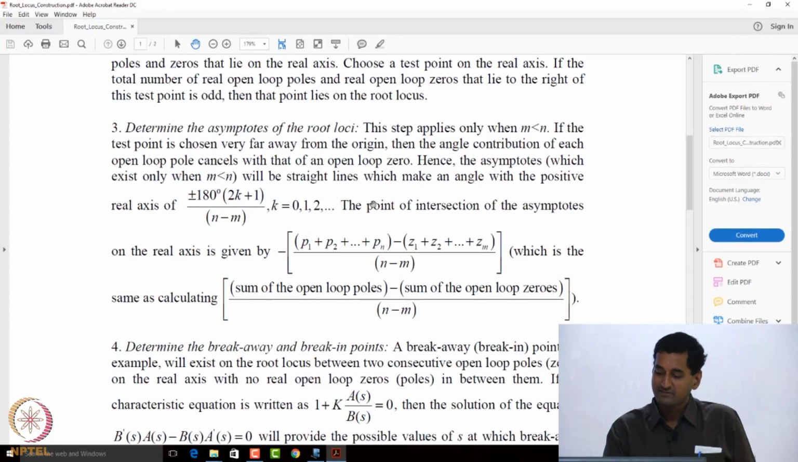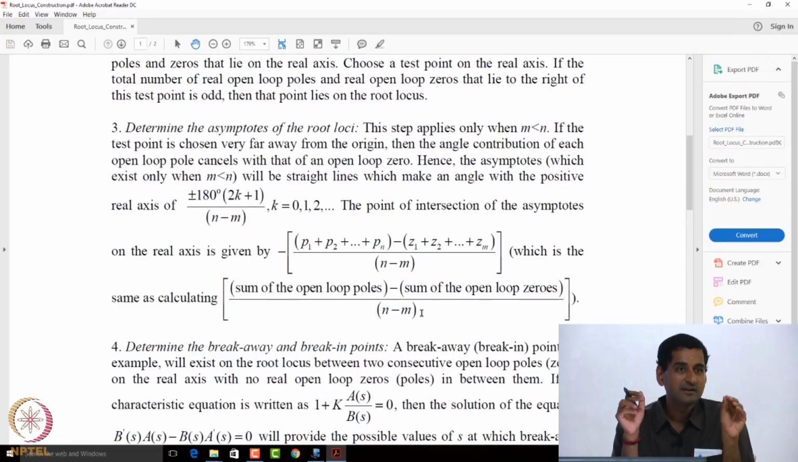So that's what we have. And the point of intersection of the asymptotes on the real axis is given by this formula, which is the same as calculating the sum of the open loop poles minus the sum of the open loop zeros divided by n minus m. Okay? How do we get this formula? I leave it to your homework. So you think about it.